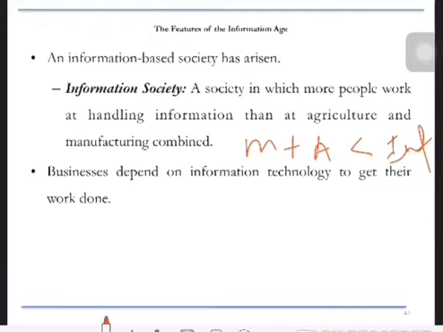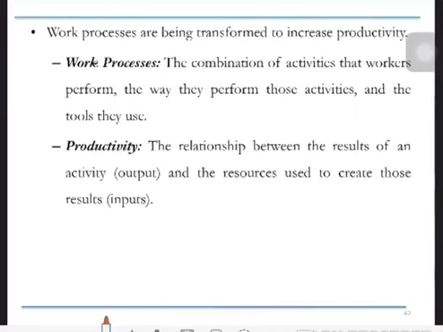Business depends on information technology to get its work done. In order to achieve their organizational objectives, almost all businesses depend on information technology. That is the basic feature of the information age.